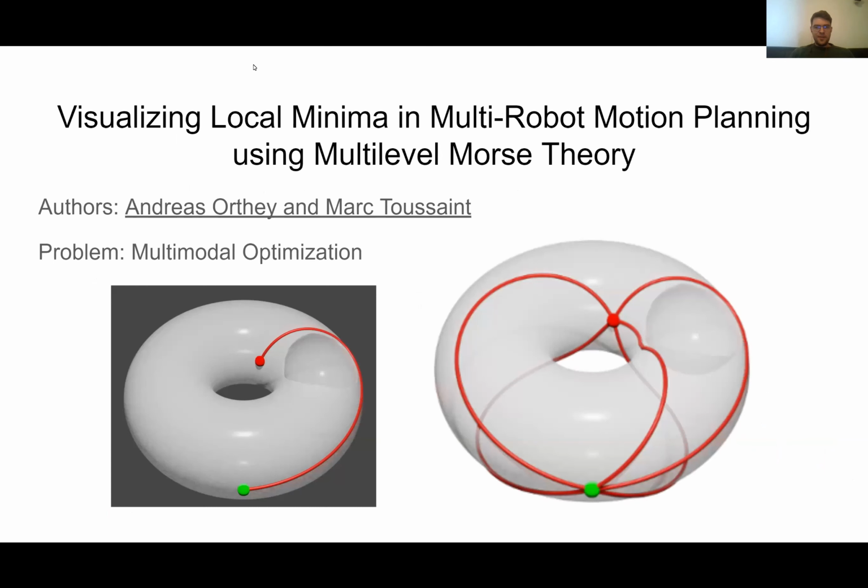Hello, everyone. My name is Andreas Orthey. I'm a postdoc with Marc Toussaint at the Max Planck Institute in Germany. Our paper is titled Visualizing Local Minima in Multi-Robot Motion Planning using Multilevel Morse Theory. The core problem we would like to solve is to develop a new optimization algorithm which not only finds a global optimal solution, but which can find all local minimal solutions. This is important because local minima can be used as symbolic representations, as analysis of trajectory optimizers, or as options for replanning. Next slide, please.